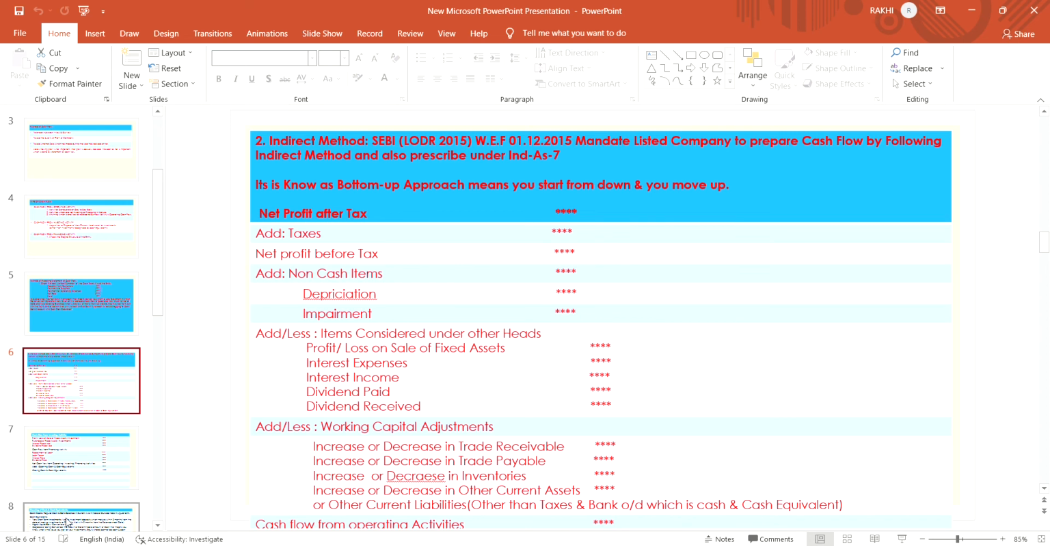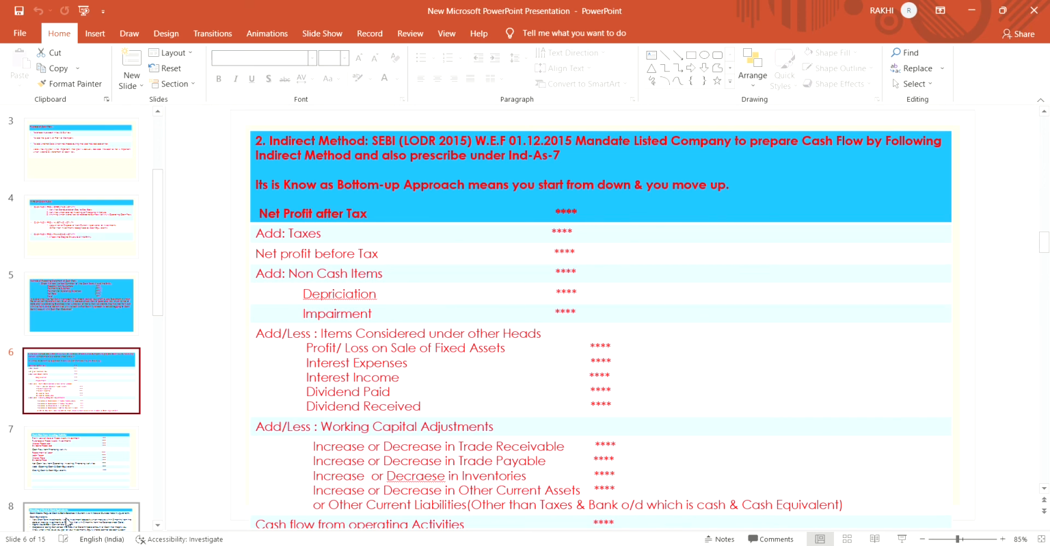Other heads means whatever item is considered in the financing activity, we will take it there. Whatever item is considered in the investing activities, we will take it there. So from operating activities, we will remove that activity. Suppose any profit which we made on the sale of a fixed asset. That is the profit which we have to reduce from here and show in the investing activity. That is not an operating activity. If we sell the asset or make profit from that, that is not an operating activity, no? That is from investing activity. So we will reduce that profit here and take it there. And if there is any loss, we will add it back here and take it there.